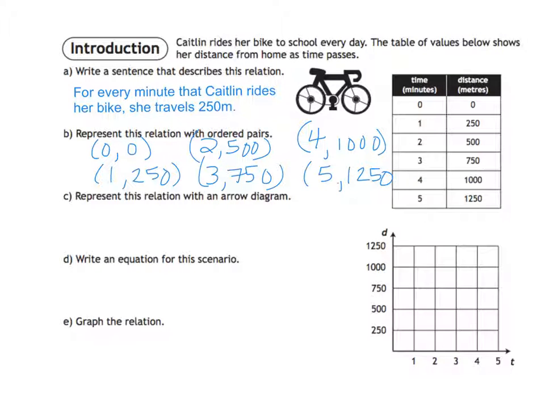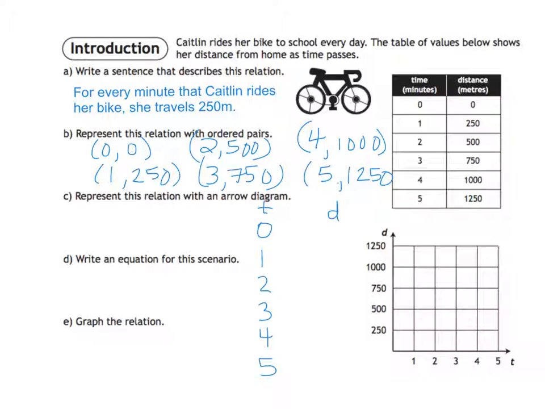For the next one, represent this relation with an arrow diagram. An arrow diagram is also a very specific kind of thing, and you may not have seen one before. The way it's going to work is you list all of the X elements, the first elements, so 0, 1, 2, 3, 4, 5. We're going to make a list. And I'm going to call that time, so I'll put a T up above it.